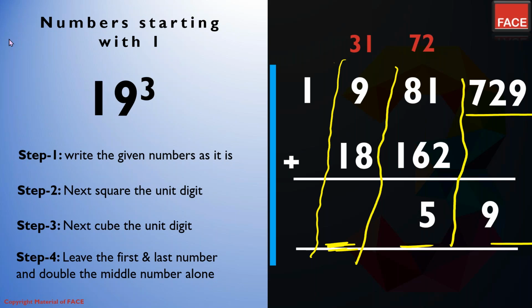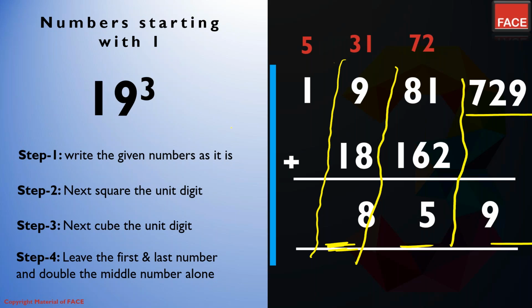Now I have to add this 31 that is remaining. So again, I'm supposed to add 31 plus 9 plus 18. So if I add these values, what will I be getting? I'll be getting 58. Right. So 8 will be here and 5 will be on the top.